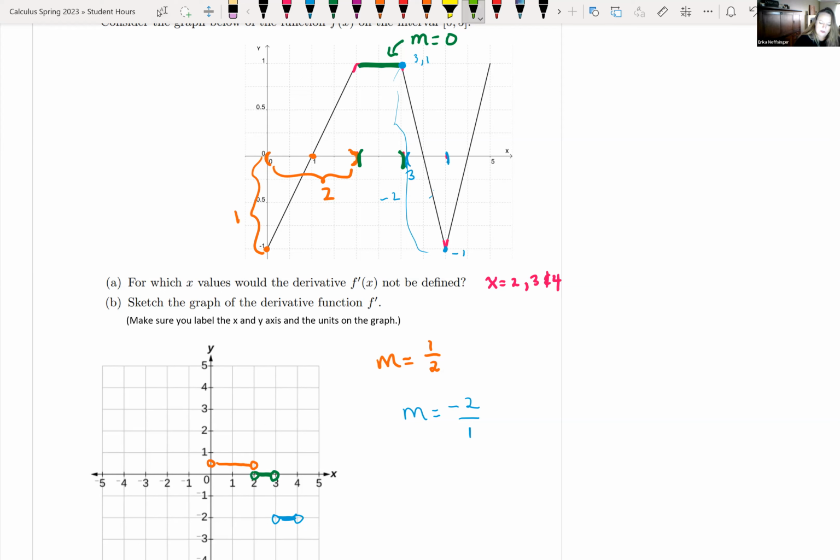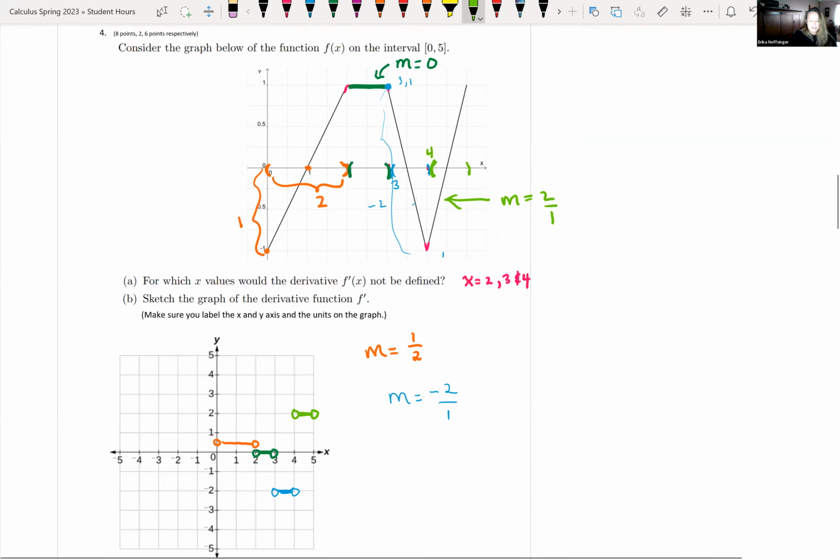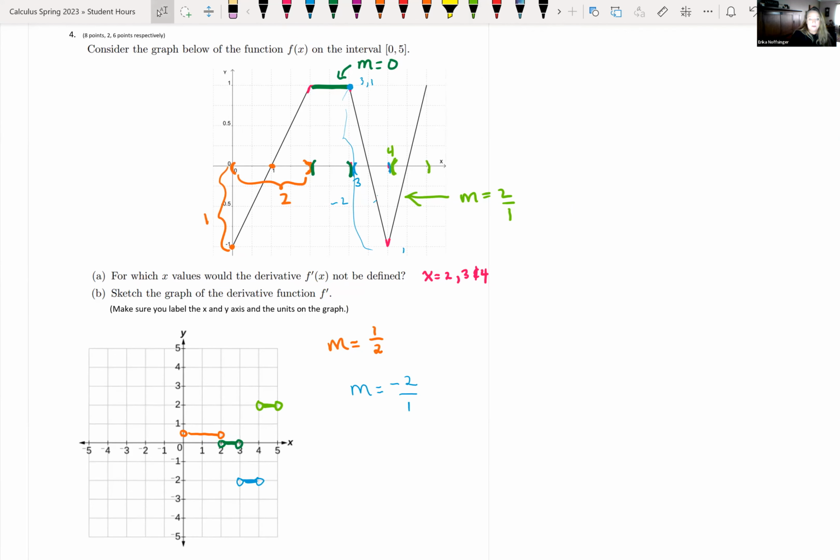Last piece, we're looking at this piece where we're increasing from 4 to 5. So we're going up. I know my slope is going to be positive. So let's see how far we're increasing. Well, I'm going from -1 to 1, so I'm increasing 2 here. And I'm running from 4 over to 5, so I'm running over 1. My slope is 2. So I'm going to have an open circle at (4, 2), an open circle at (5, 2), and a horizontal line joining those two. And so here's a graph of the derivative function of the graph of the function f of x on the interval from 0 to 5 given above.